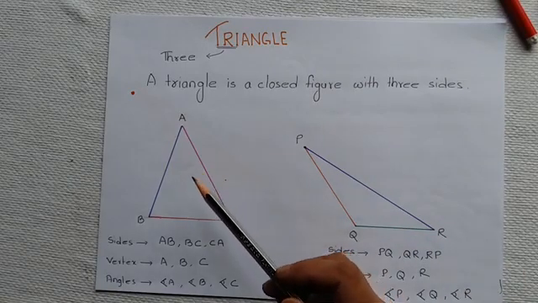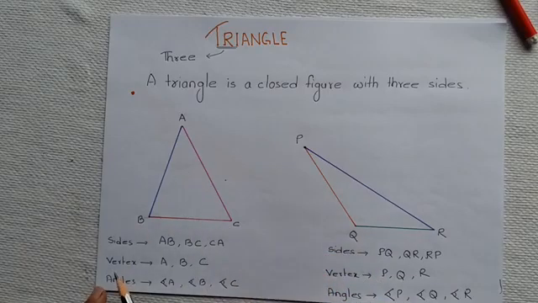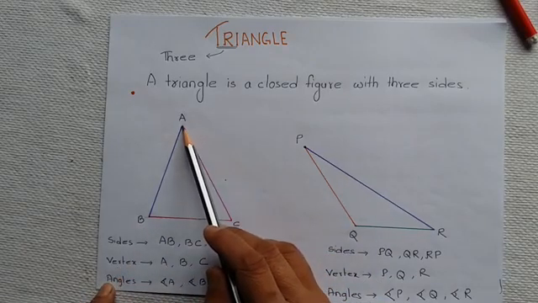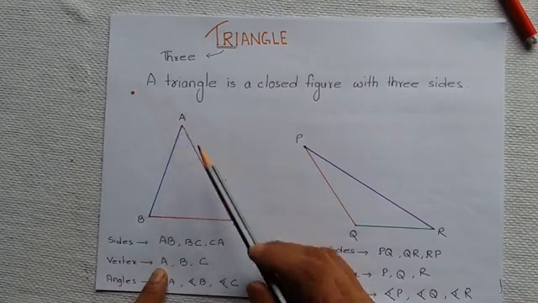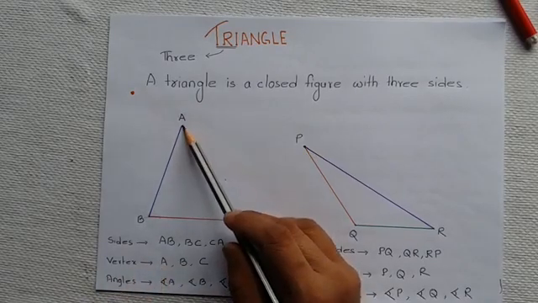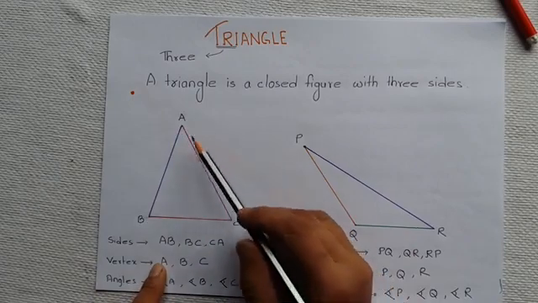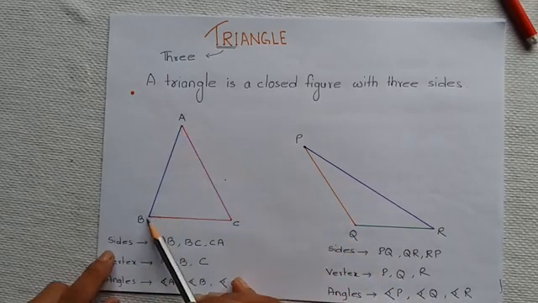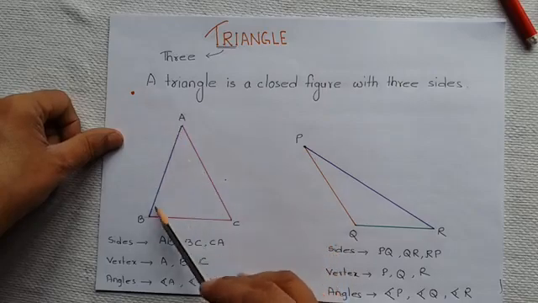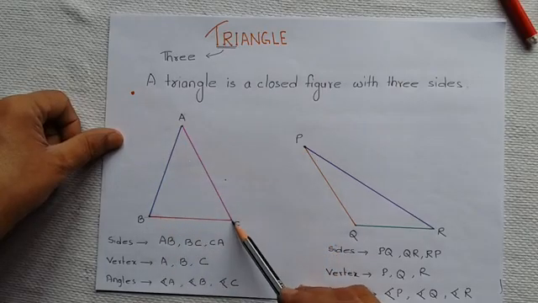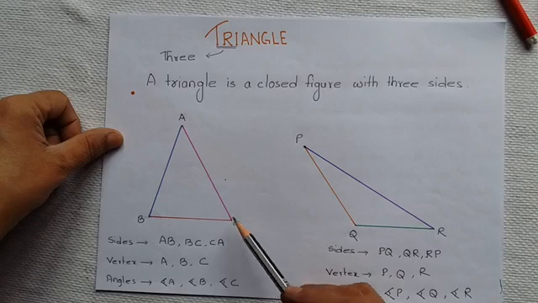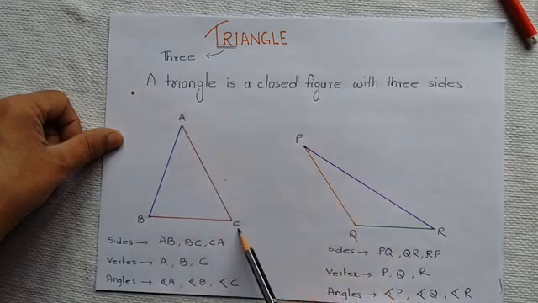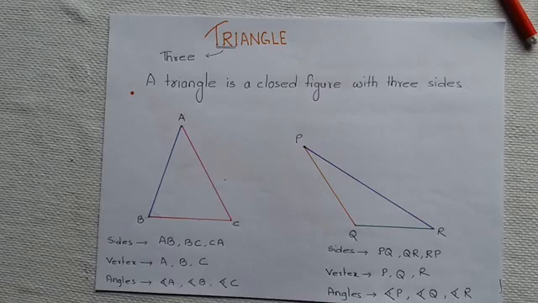You know, a triangle has three sides, three vertices. Here the vertex is the point where the line segments BA and CA meet. And B is also the vertex where the line segments AB and CB meet. C is also one of the vertices of this triangle where the line segment AC meets BC. So now you must know what a vertex is. A vertex is a point where two line segments meet to form an angle.